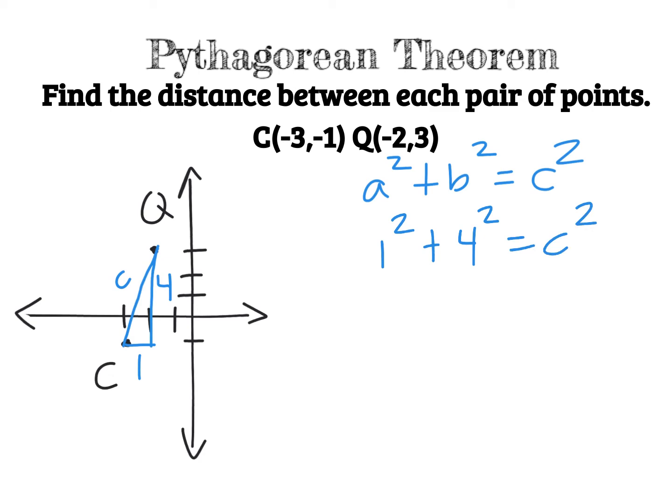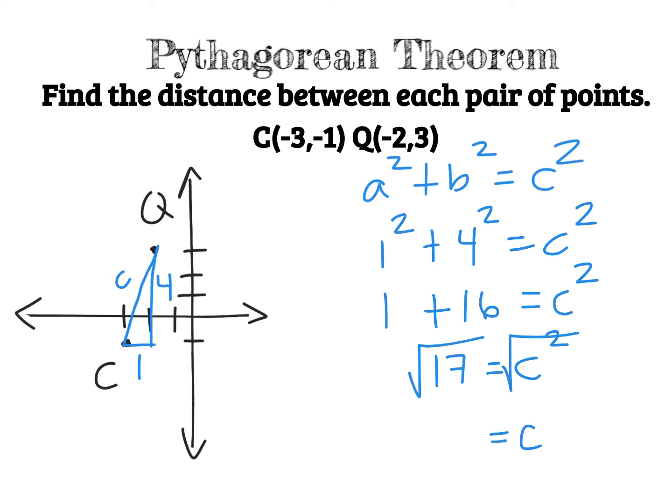1 squared is 1. 4 squared is 16. 16 plus 1 is 17 equals c squared. And remember this last step, to get rid of the square, we need to do the opposite. The inverse is square rooting both sides. The c would equal the square root of 17, which is approximately 4.123. I'm rounding, so it's approximately.